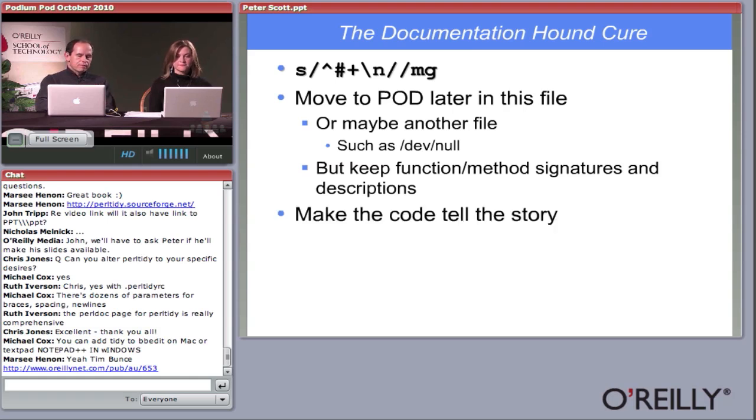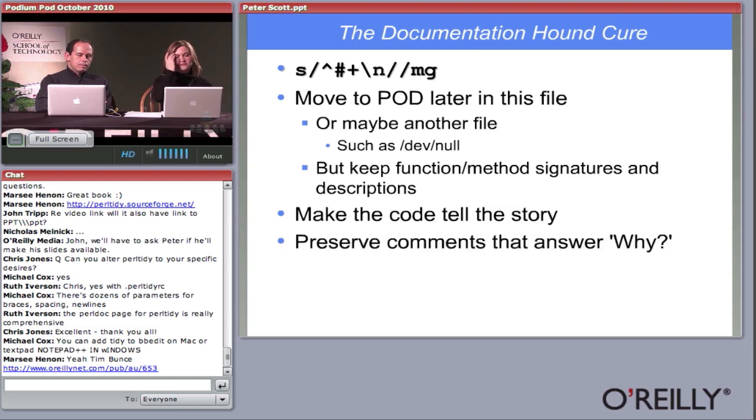Keep anything about the function and method signatures and descriptions in line, but where possible, make the code tell the story. The classic comment, "add 1 to I," is not adding anything. You should be able to see that from the code. Exactly. And preserve comments that answer the question of why. Why did the programmer choose to do it this way, especially if there's a more obvious way. Make it as self-explanatory as possible.